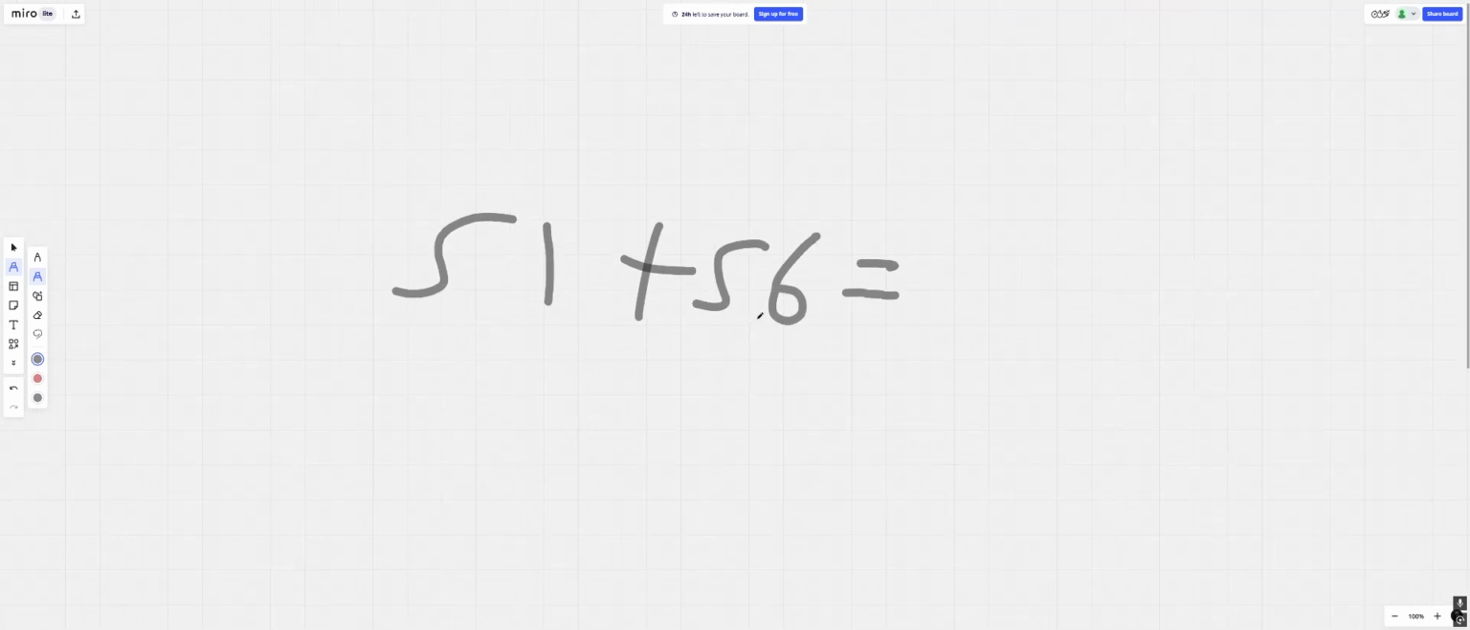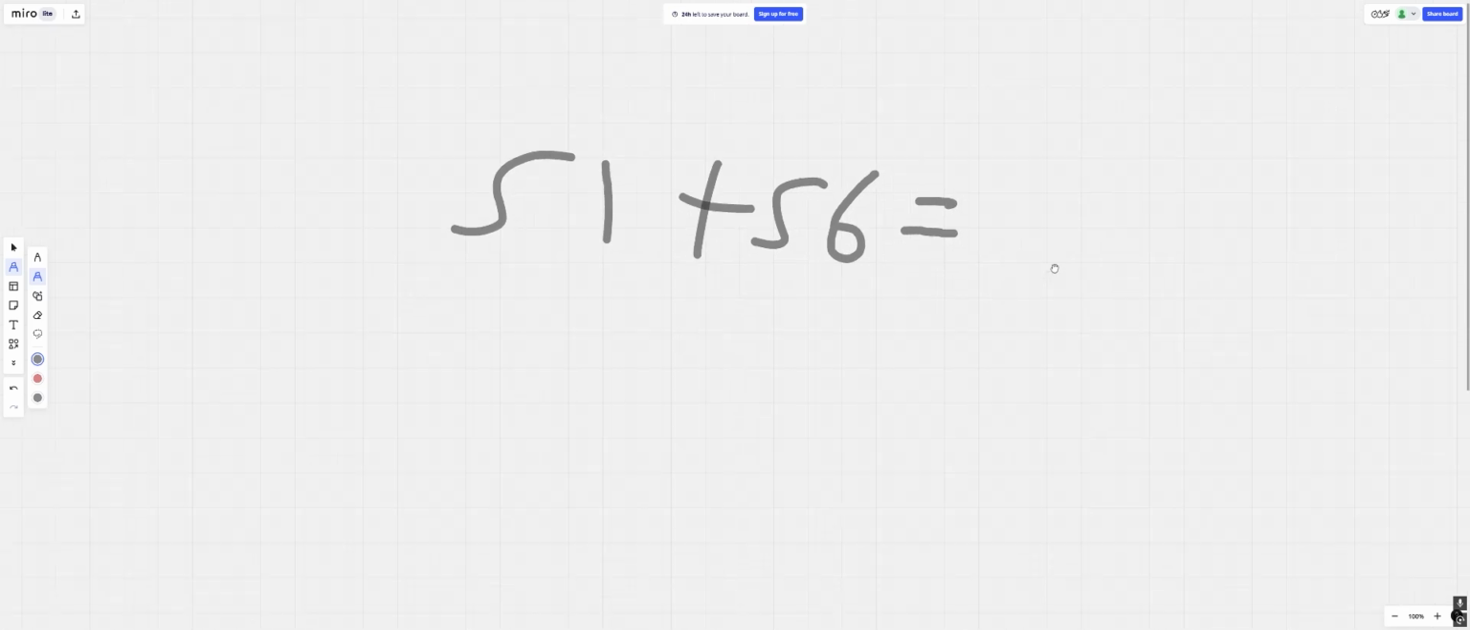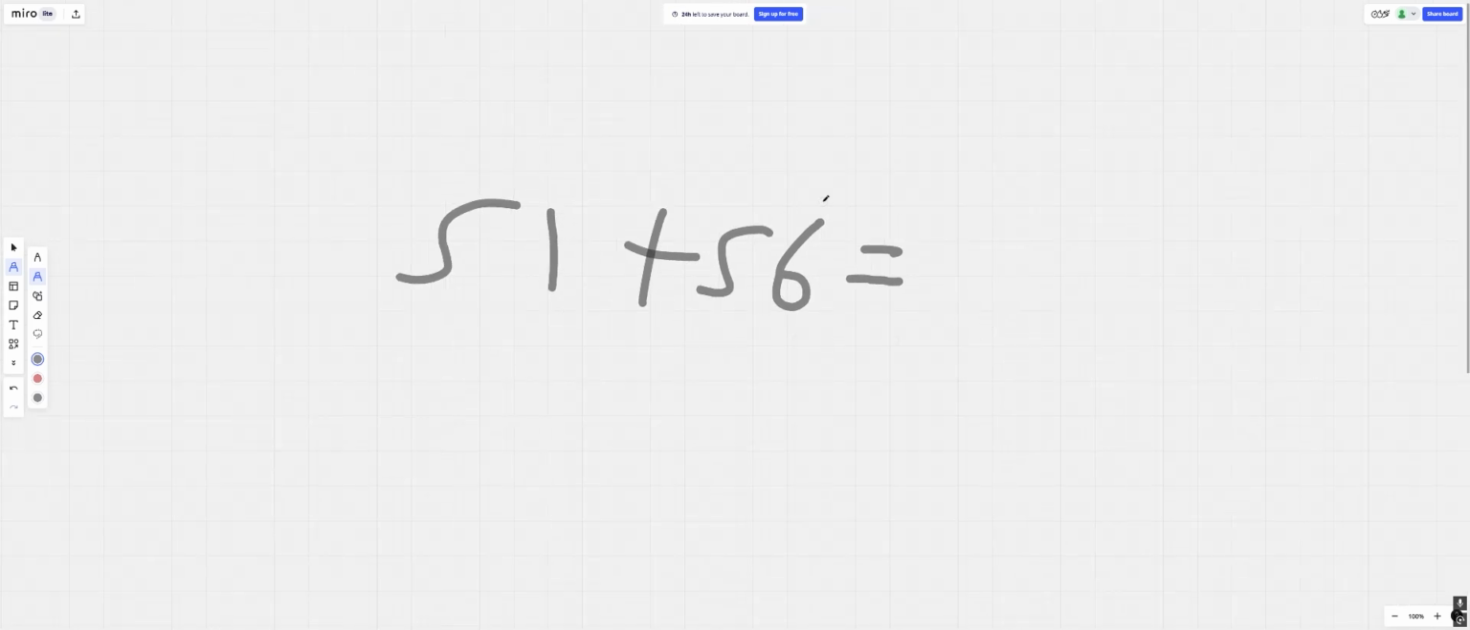Now I will explain how I did that. So first, it's 1 plus 6, 7. 5 plus 5, 10. The reason we didn't add an extra 1 is because there's no digit behind this to add the extra 1 to. So it's just 10 and 7, 107.